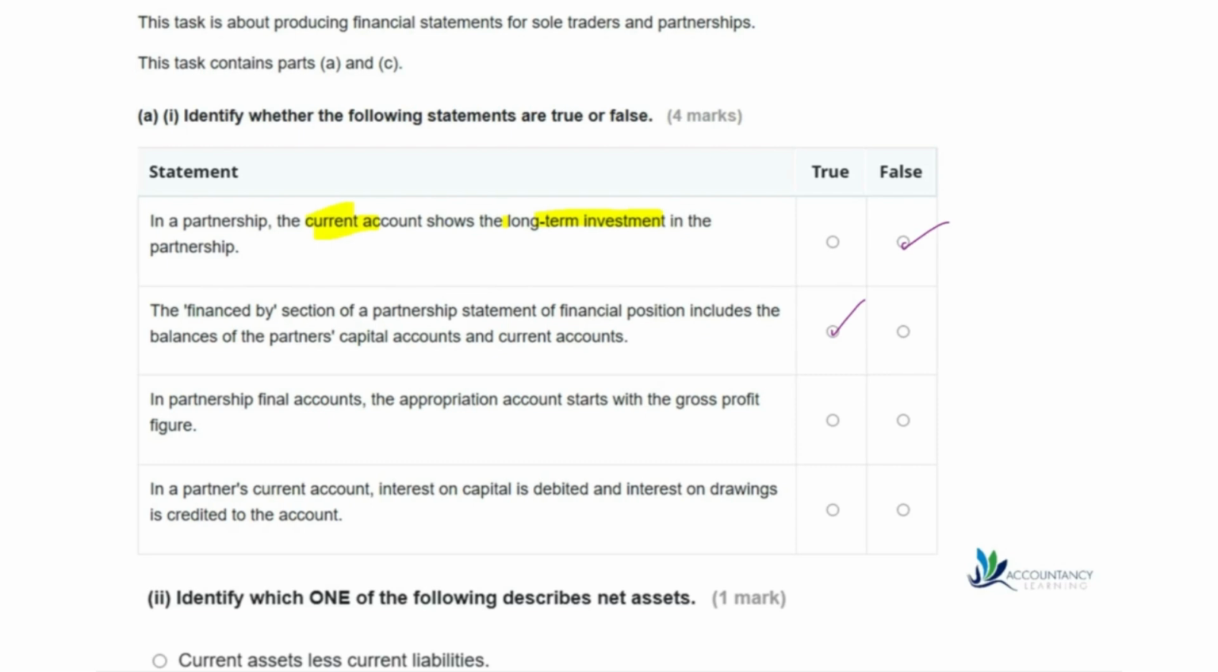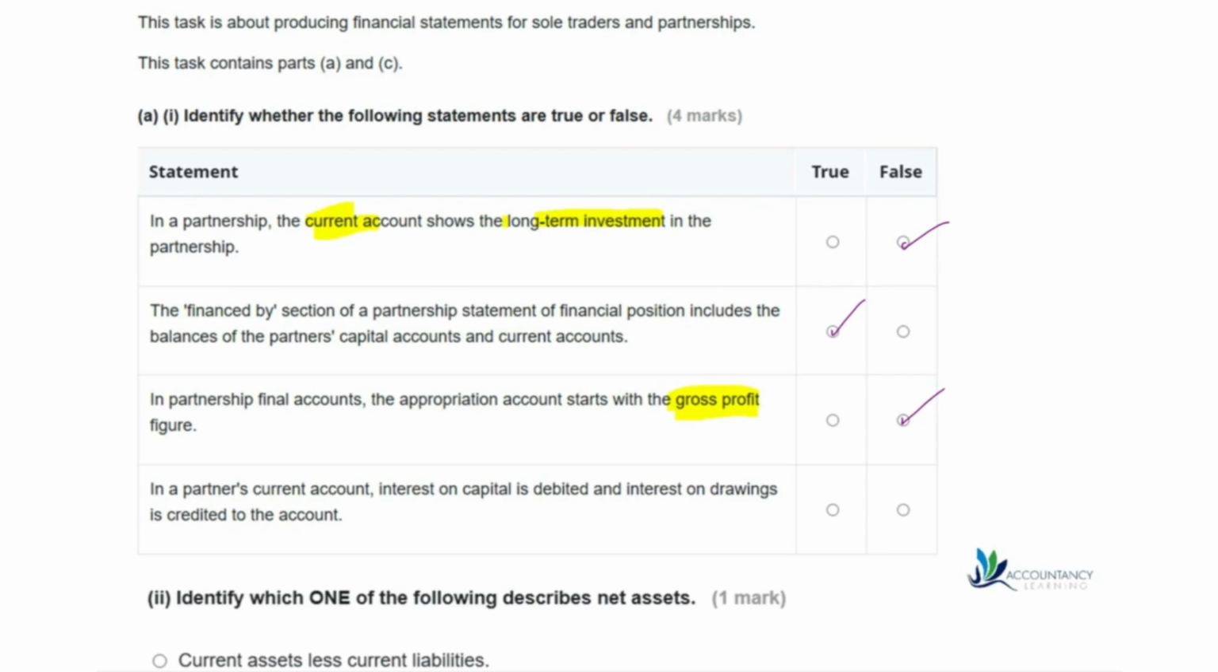In partnership final accounts, the appropriation account starts with the gross profit figure. Again, let's look at the question. It's talking about the gross profit. So that's false, as it will start with the net profit.